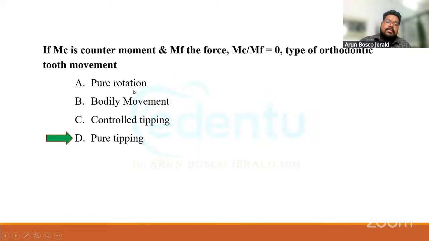Pure rotation is not a correct terminology to use in a clinical perspective. That is why pure tipping is the most correct answer.